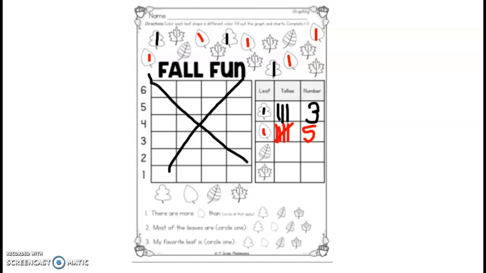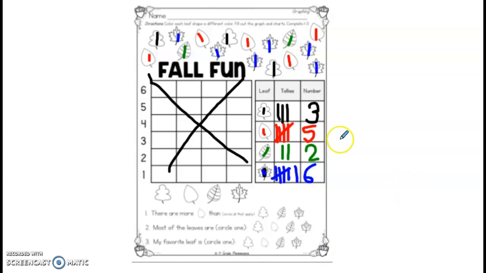Then the next one I have is a striped leaf. I'm going to make that one green. So I'm going to count 1 and 2. That was easy. 1, 2 tallies, and then the number 2. And then last of all, I have this leaf. So I'm going to put some blue on it. Oh, that's not blue. Here we go. Blue. We're going to count 1, 2, 3, 4, 5, and 6. So I'm going to make my 6 tallies. 1, 2, 3, 4, 5, and 6, and then write the number 6 right there.